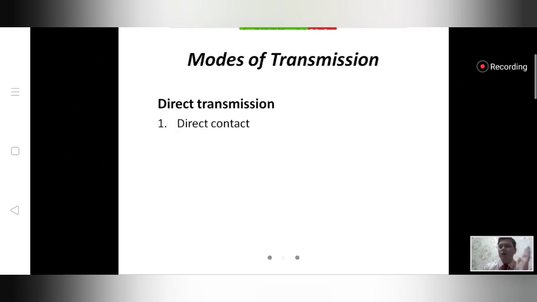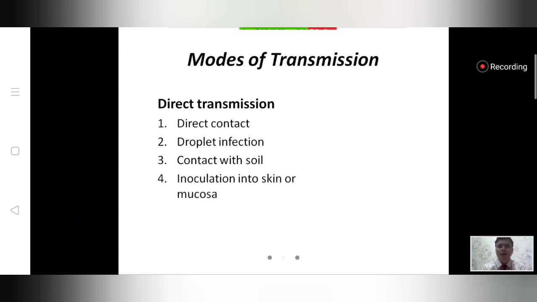Either by direct contact: one person is infected, another is not, they come in direct contact and the disease is transmitted. Droplet infection: a person coughs and the other person gets it. The coronavirus right now spreads by this mode, droplet infection. Contact with soil, as in helminthic infections, which we'll see. Inoculation into skin or mucosa, where some agents enter by inoculation into the skin or mucosa. And finally, transplacental transmission, from the mother to the growing fetus, where the agent crosses the placental barrier and causes infection in the fetus.